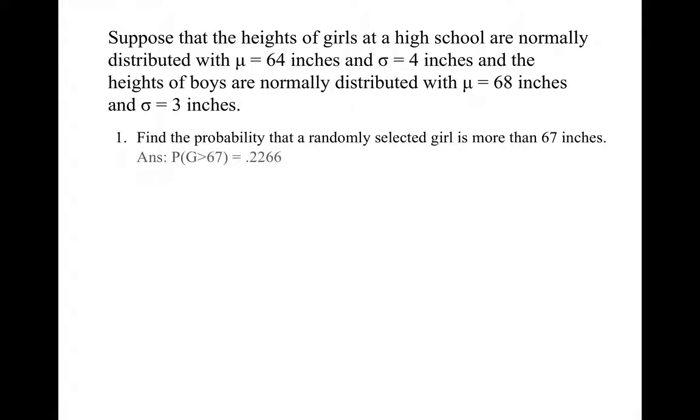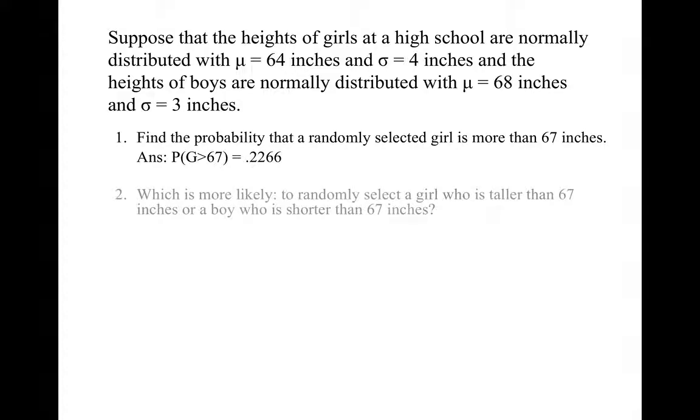All right, so the command on the calculator would be normal CDF, 67, comma, a really large number like 100 or 1,000, and the mean is 64 and standard deviation is 4. You should get about 22.66 as your answer. All right, now for this last one, which is more likely to select a girl who's taller than 67 or a boy who's shorter than 67?